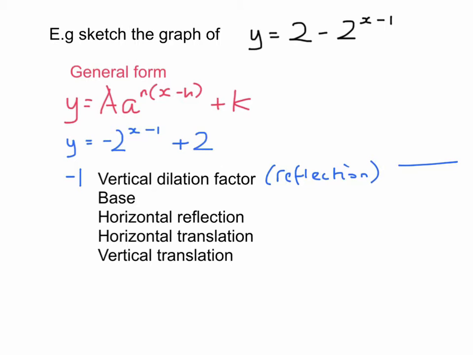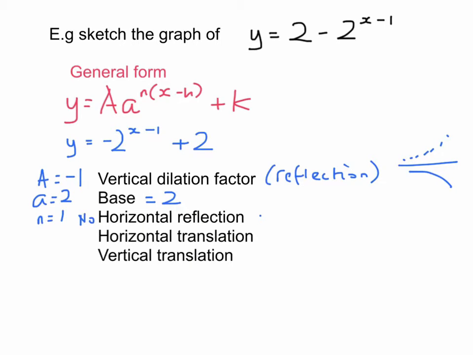And if our basic shape is like this, then what we're actually going to end up with is that shape there. The base is 2, this number here, and we don't really think about that too much when we're sketching. The horizontal reflection would be the number in front of the x. In this case, it's 1. Let's put these letters in. a equals 2. So if n equals 1, then the horizontal reflection is, well, it doesn't actually have a 1. So there is no horizontal reflection.